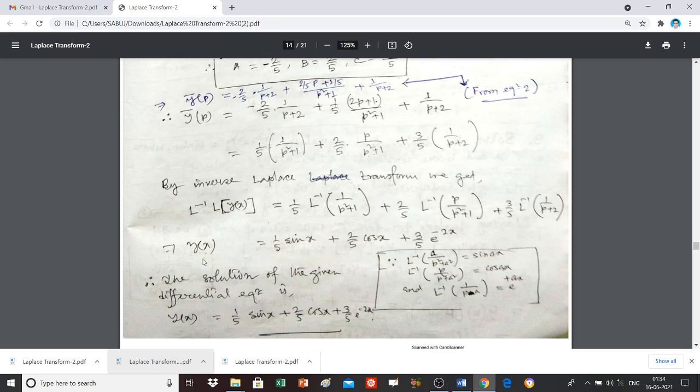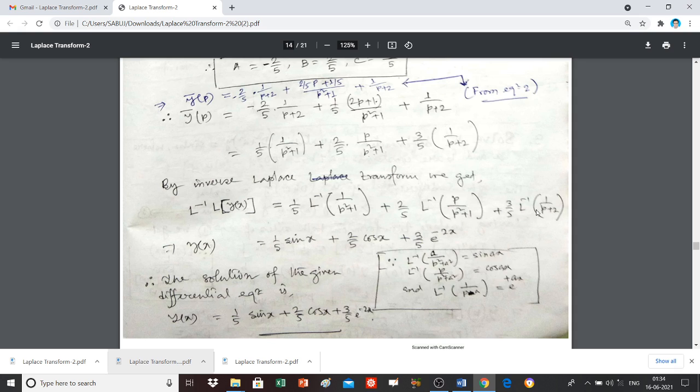This is nothing but y(x), which is equal to 1 by 5 times... We know that L inverse of a by (p square plus a square) is equal to sin ax. In this case, a is equal to 1, so L inverse of 1 by (p square plus 1) will give you sin x. After that, 2 by 5 times cos x, because L inverse of p by (p square plus 1) is nothing but cos x.